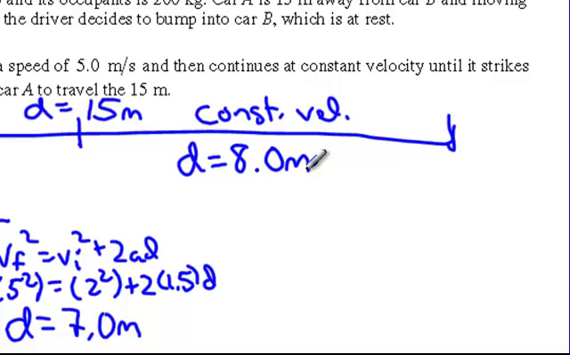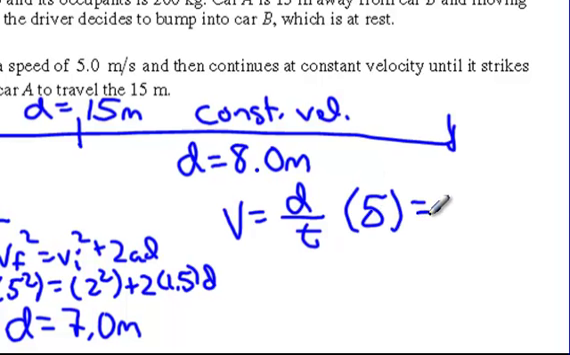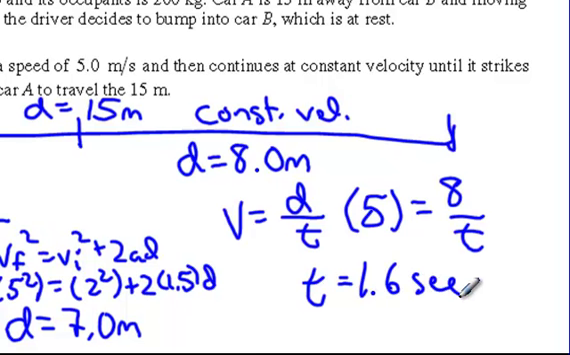Now there's only one equation we can use for constant velocity, and that's V is equal to D over T. What's my velocity when I am constant is 5 meters per second. What's my displacement? 8 meters. Therefore, I can find the time that it took during the second part of this trip, and the time that it took was 1.6 seconds.